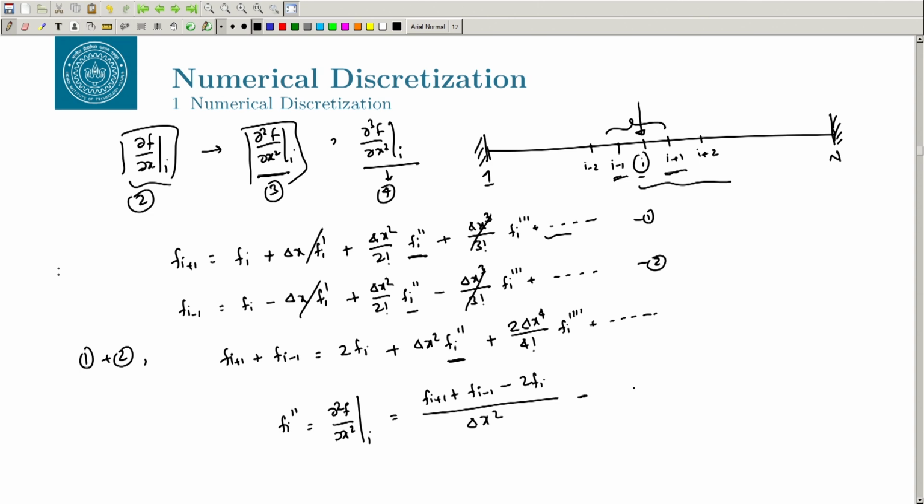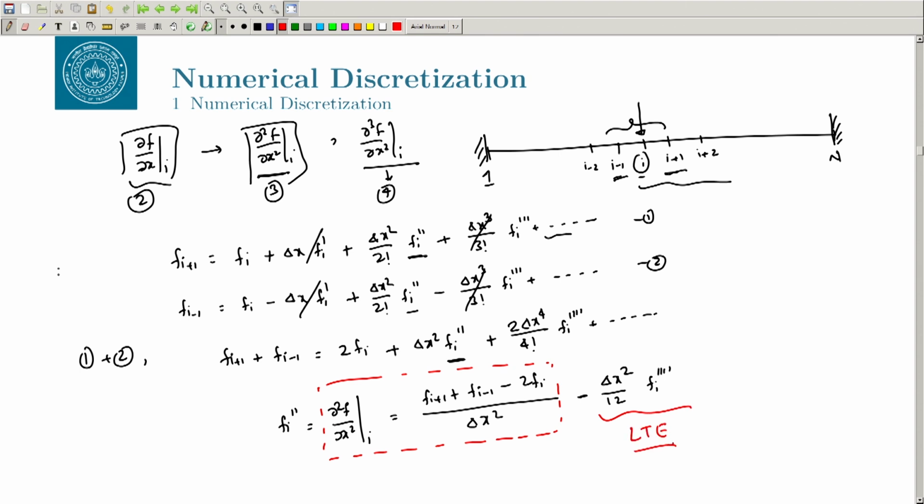So 4 times 3 is 12. So, 12 and delta x squared will get cancelled. So, delta x squared f_i to the power 4 prime. This is the approximation of your second order derivative, and this is your leading truncation error.